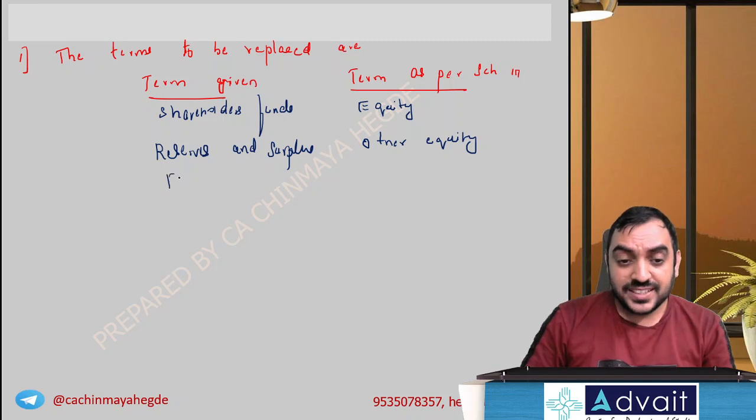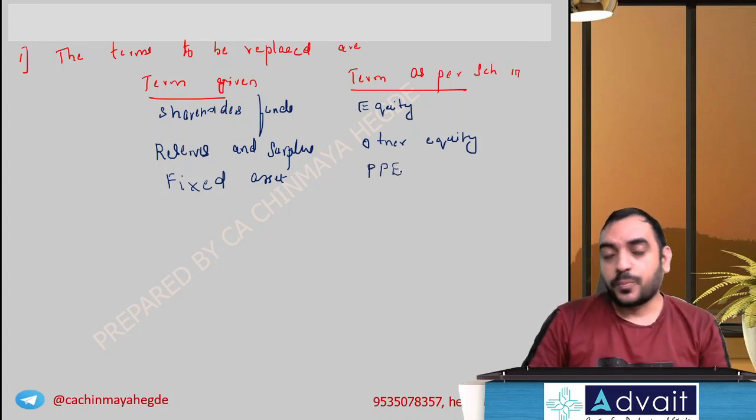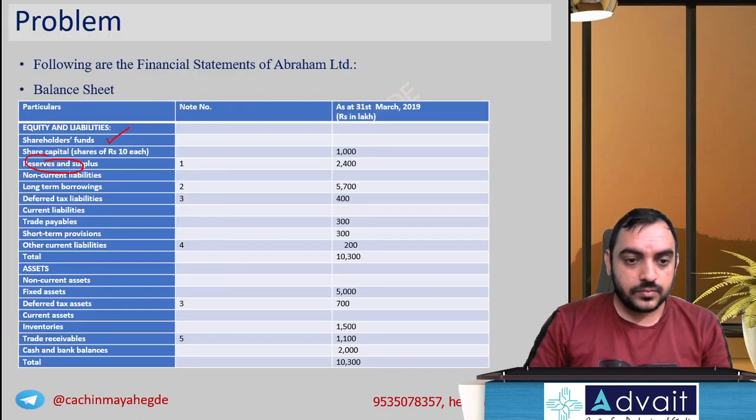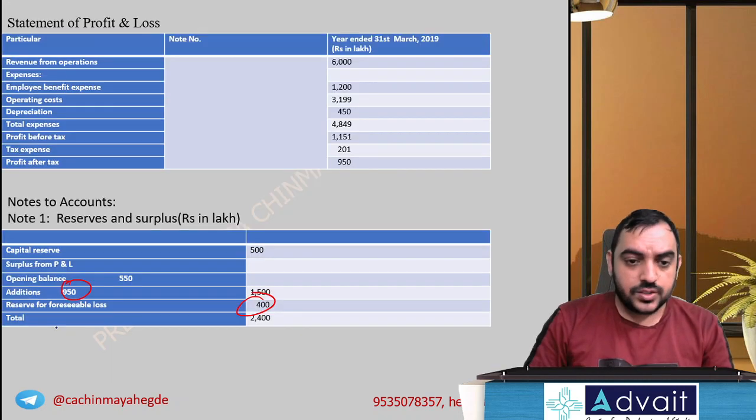They've used the word fixed asset. Here we use the word PPE, plant, property, and equipment. Short form you can use now. Long term borrowings, assets, non current assets.